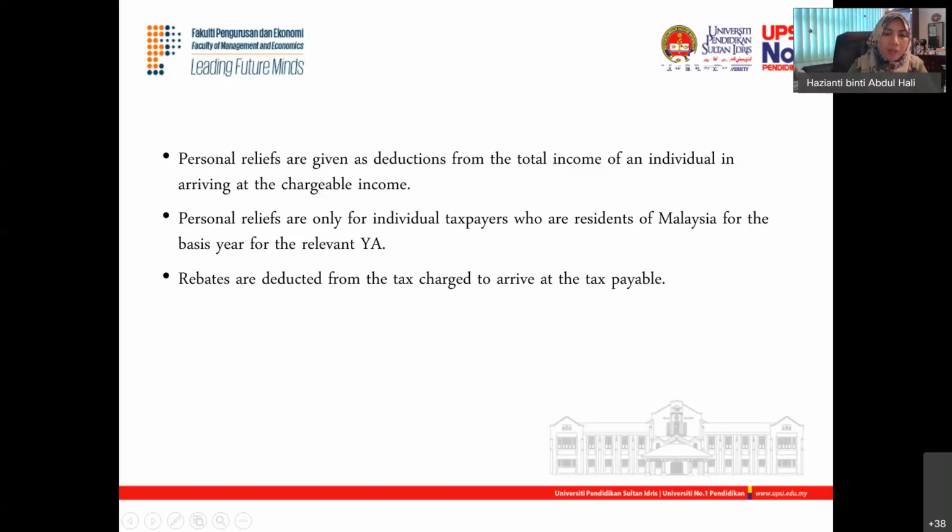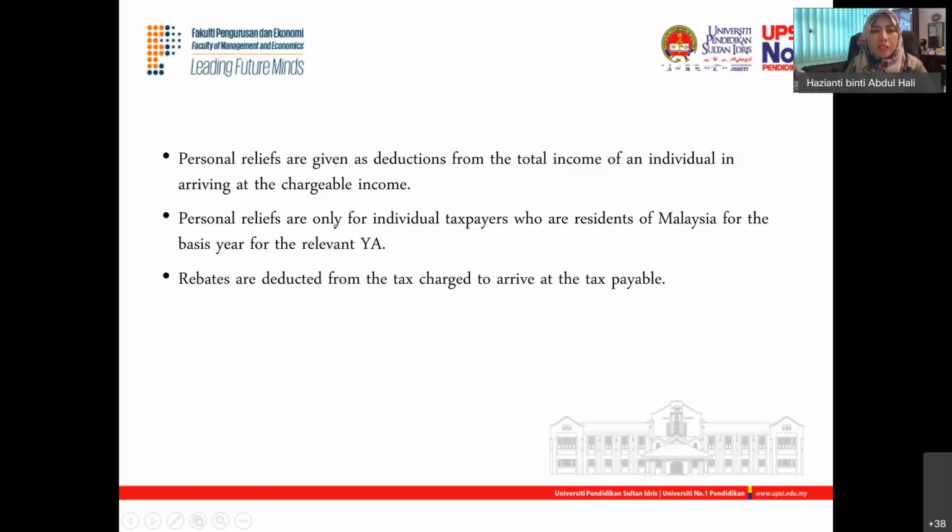And the chargeable income ni will only be taxed if the chargeable income of an individual is more than 5,001 ringgit setahun. So itu pun kena tax 150 je. So the more you earn, the higher the tax will be lah.